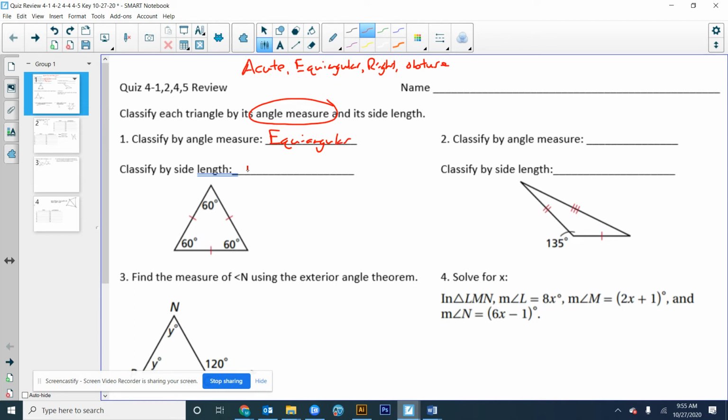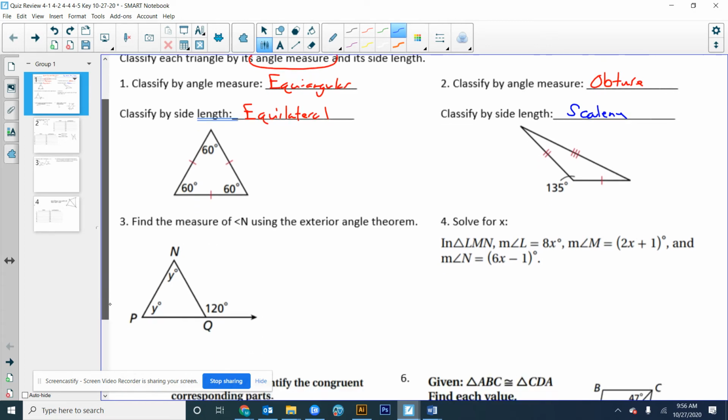Classified by side lengths, equilateral. Right, this one was obtuse. And our classification by side lengths are... good. So this one was very... good.